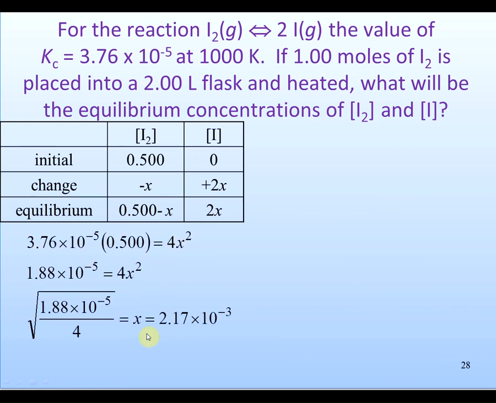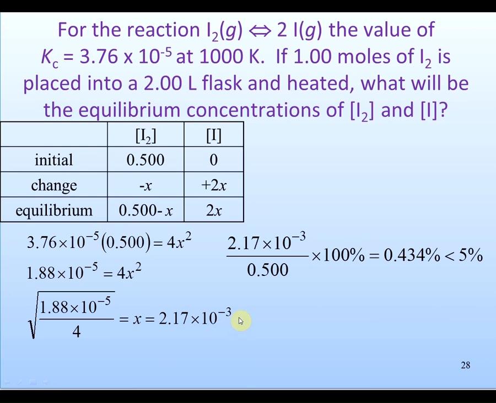x equals 2.17 times 10 to the minus third. So notice that we didn't have to go through the problem of using the quadratic equation, but since we did the approximation, now we have to test to see if it's valid. So the x over the initial concentration times 100 gives 0.434%, so it's definitely less than the 5. So it's okay to use the approximation in this case.